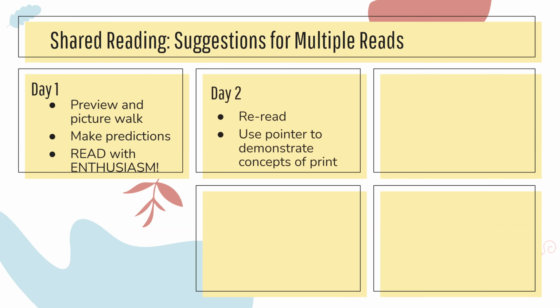On day two, you would reread the story, and then this time you would want to use a pointer to demonstrate concepts of print, how you read top to bottom, left to right, and use that pointer to track as you read. On day three, you might reread using the cloze method, where especially if you're using a big book with simple text, you could go through the book ahead of time and cover up some of the familiar words with a sticky note or a piece of painter's tape. And then as you're reading, you could have children fill in the blank using that cloze method.